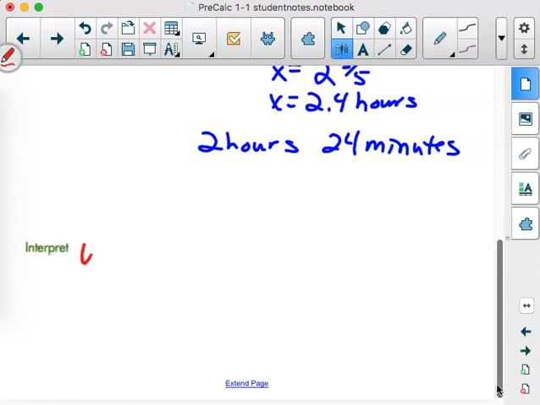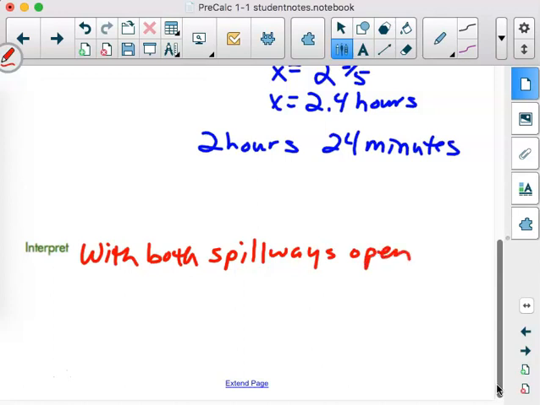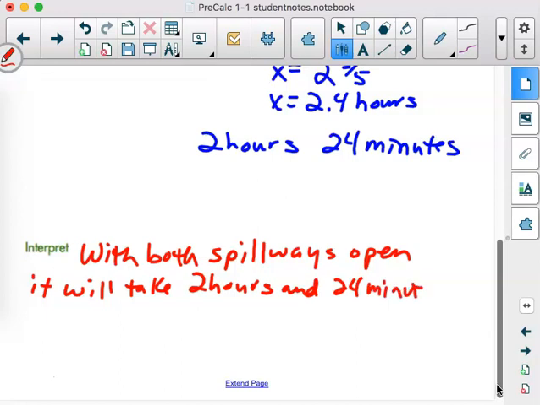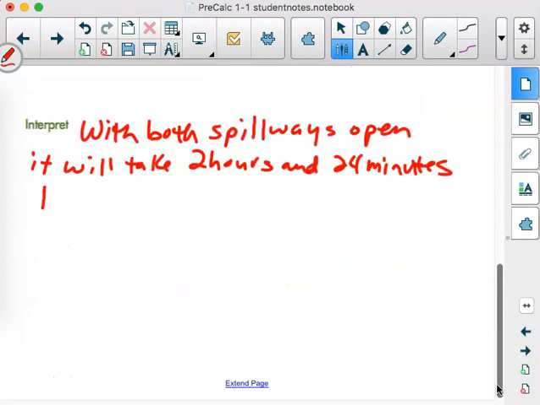So you would tell them with both spillways open. You want to be as clear and just make it so that nobody can miss what it is you're talking about. With both spillways open, it will take 2 hours and 24 minutes to lower the water level by 1 foot.